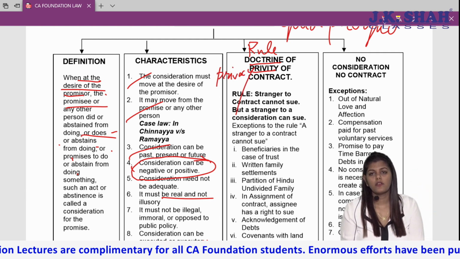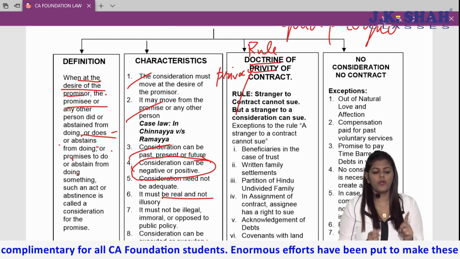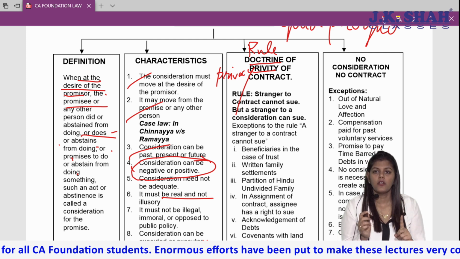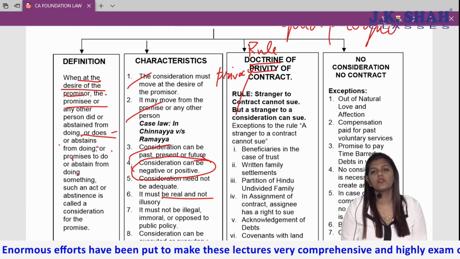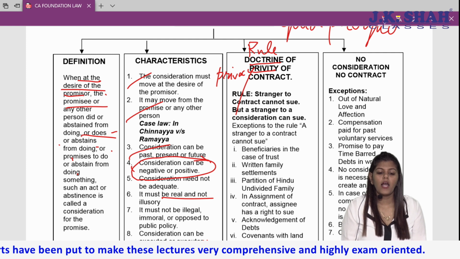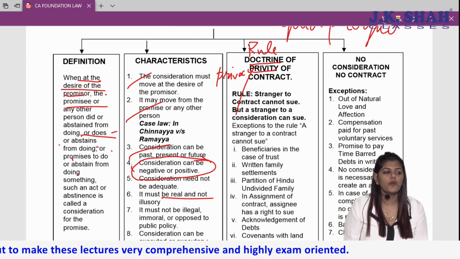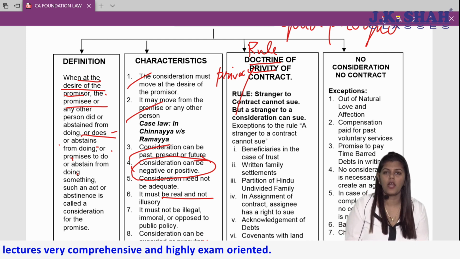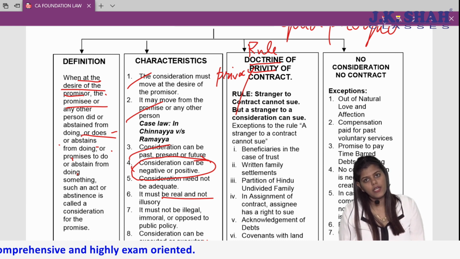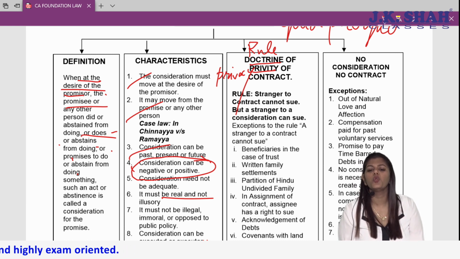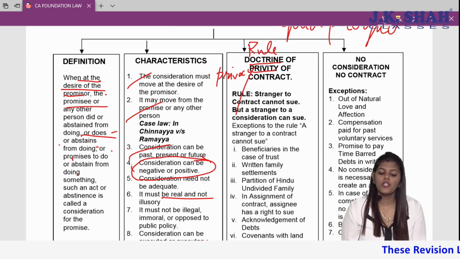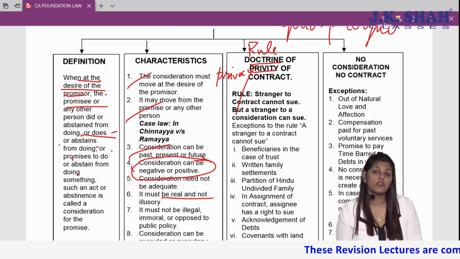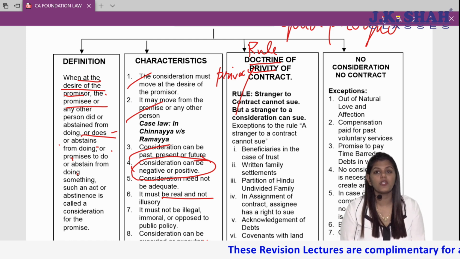Privacy of contract. The rule is very simple. When two people enter into a contract, only they can sue each other. A third party cannot come in between and start suing. For example, I sold you the house and you were supposed to pay me 60 lakh. You did not pay me 60 lakh. Can I sue you? Yes. Can my father say, how dare you do this to my daughter, I will sue you? No, my father can't sue because he is a stranger to our contract. A stranger to contract cannot sue, but if you are a stranger to consideration, you have a right to sue.